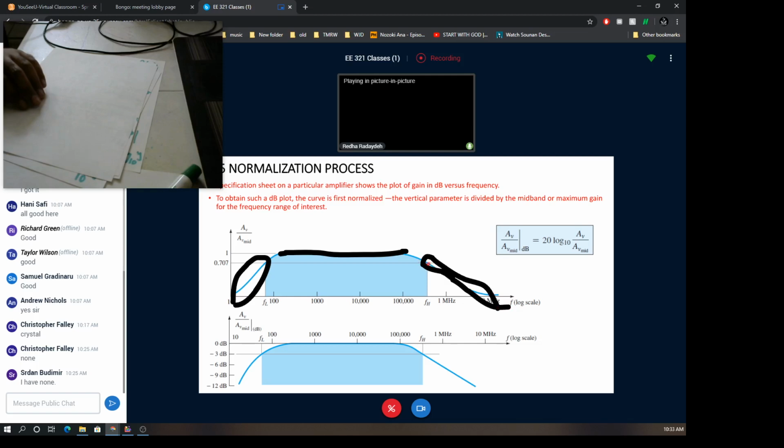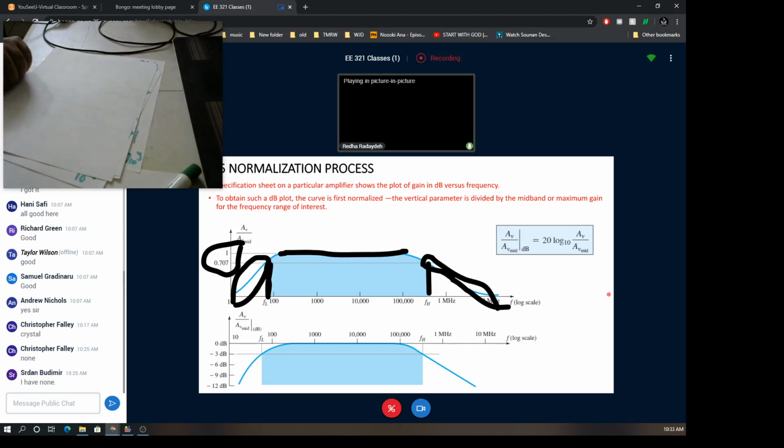We have the cutoff frequencies F high and F low. We get these based on what we just discussed. These frequencies are obtained at a gain which is 1 by square root of 2 of the maximum. So in this case, if the maximum gain provided by this amplifier is 1, at 0.707, which is 1 by square root of 2, we have to be able to get the F low and F high. Okay.